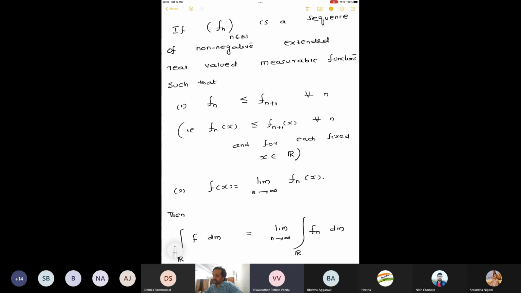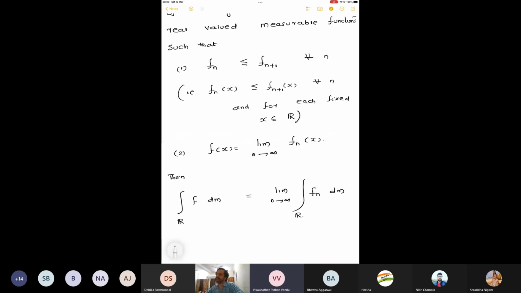Now let us make a few remarks on this theorem. The first remark is as follows. If you see the assumptions in the monotone convergence theorem, one is that it is monotonic for each x in the domain. And because of that, you can talk about the limit, and hence you are talking about point-wise convergence for each x in the domain.